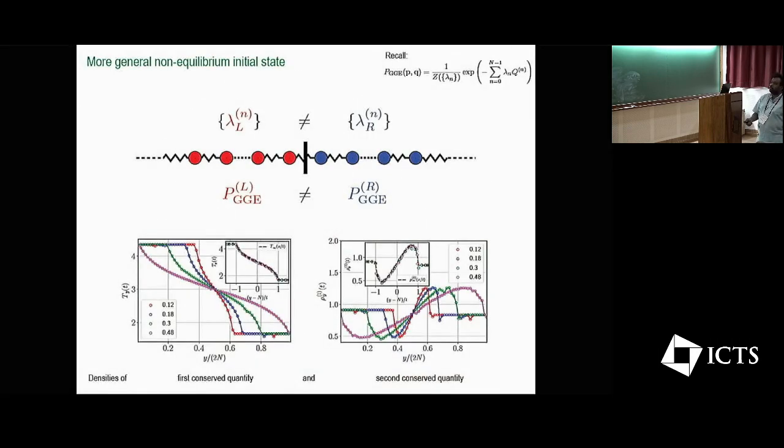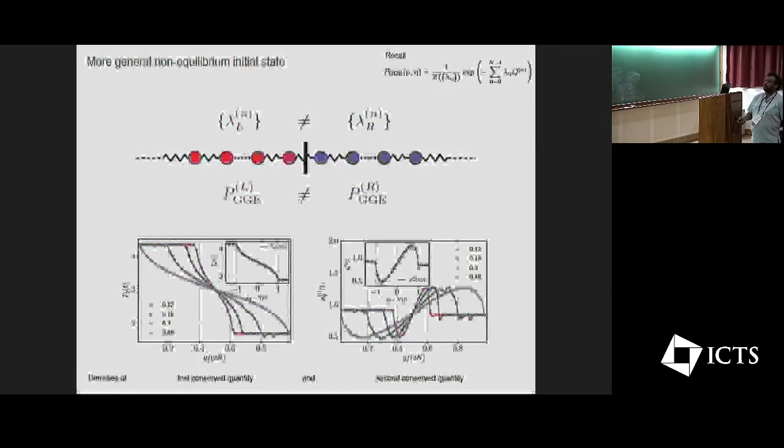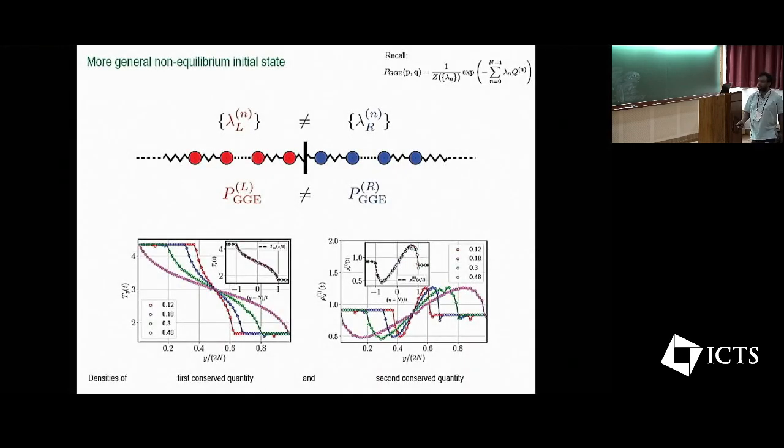Not only that, we can generalize to an arbitrary GGE state where all these parameters are different. In that case also you can compute the conserved quantities, the first conserved quantity and the second. In fact, you can compute all the conserved quantities and also the associated currents, using the solutions of the Wigner function.